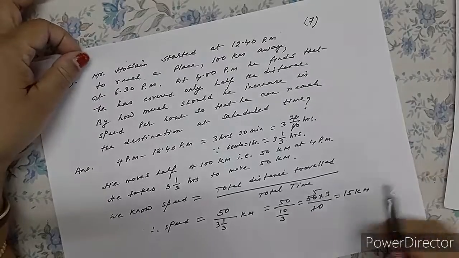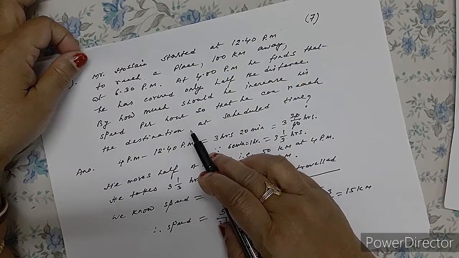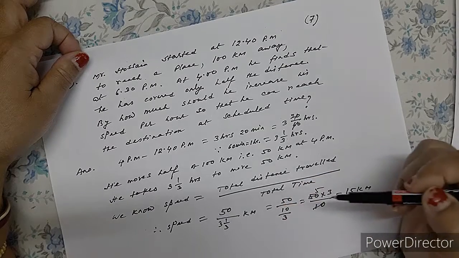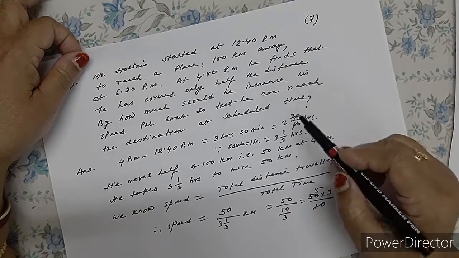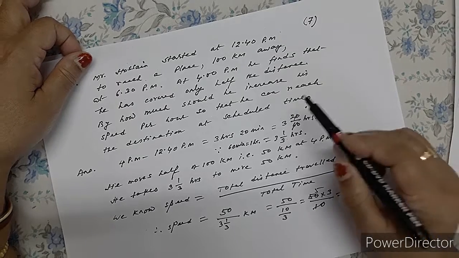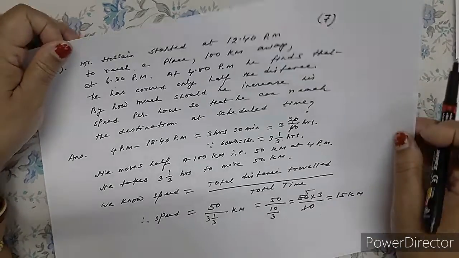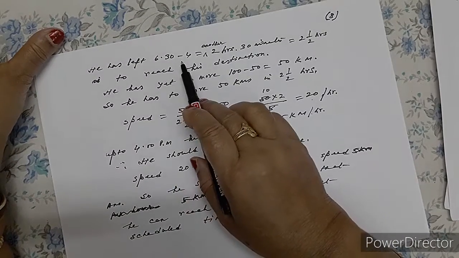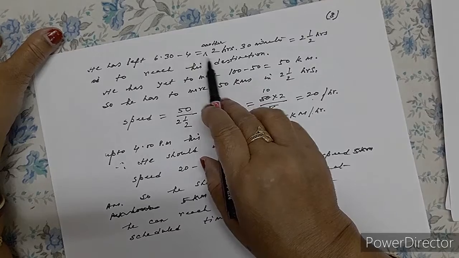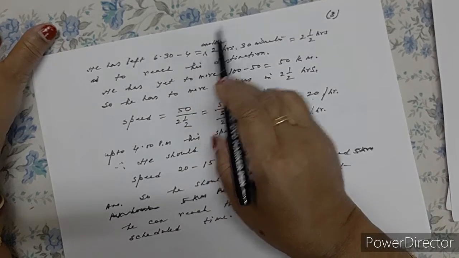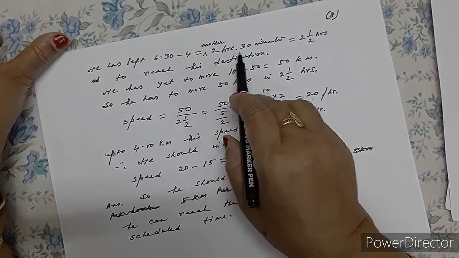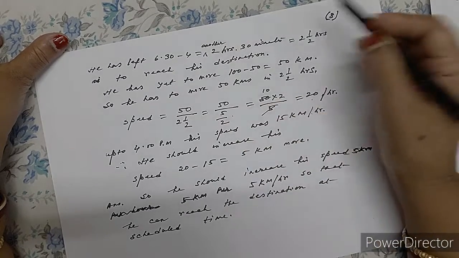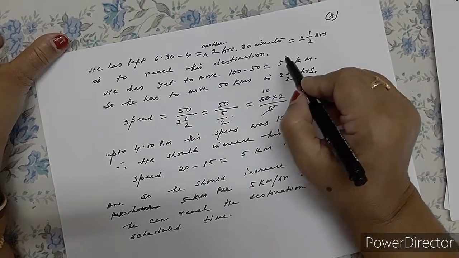Now the question was: he has covered 50 kilometers in 3 1/3 hours. How much is left? 6:30 minus 4 is another 2 hours 30 minutes. That means 2.5 hours he has left to reach his destination.